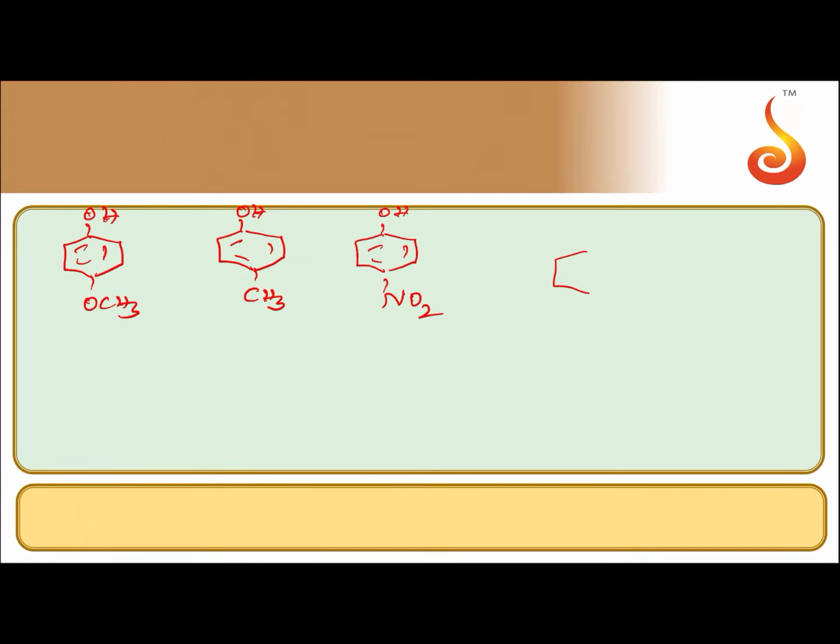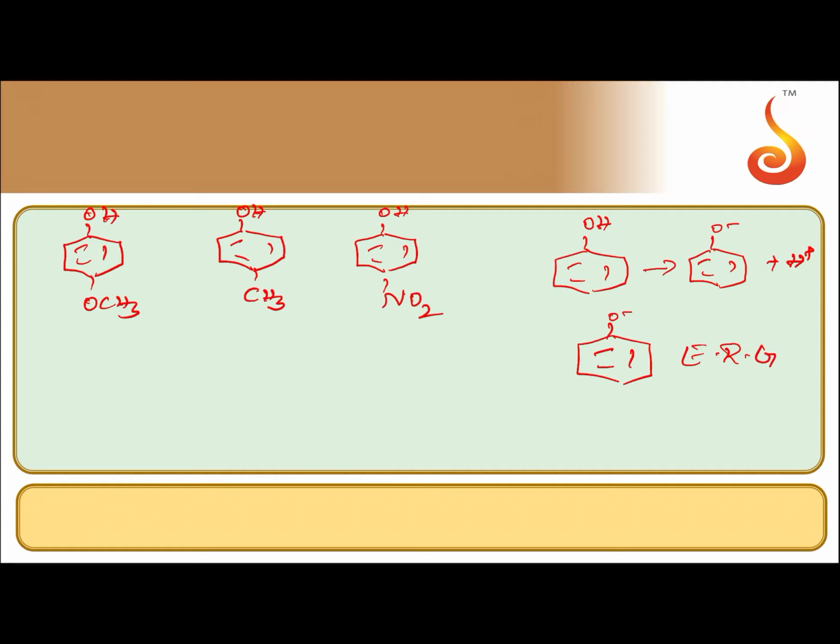Now suppose there is an electron releasing group on the benzene ring. For any charged species, the stability depends on the charge intensity. If charge intensity is more, stability will be less. If the stability of phenoxide ion is less, acidity of phenol also will be less.